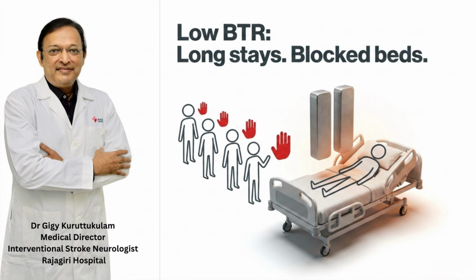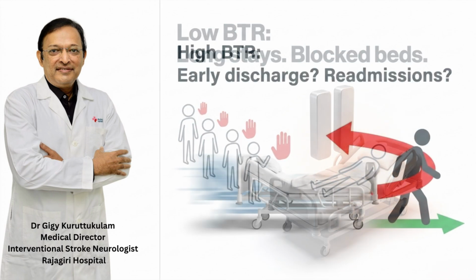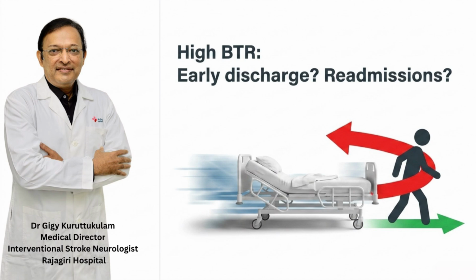When bed turnover rate is too low, patients stay longer than necessary. Discharges are delayed, beds get blocked. The hospital may look full, but actually underperforming. On the other hand, when bed turnover rate is too high, there may be pressure to discharge early. Patients may not be fully optimized. Readmissions can increase. So a high number is not always a good number.